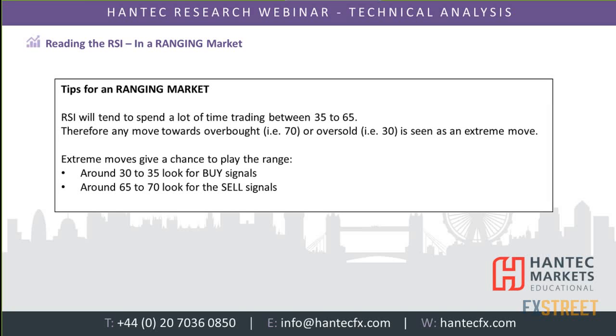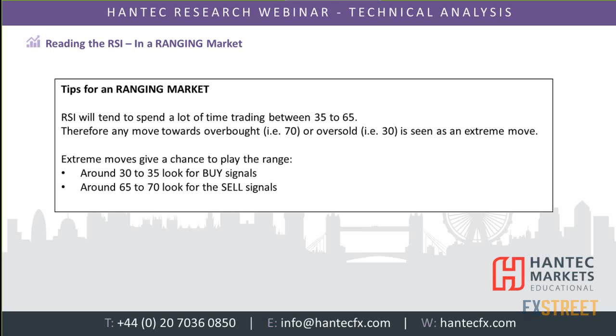You might see a peak, you might see a little dip towards 30 or a peak towards 70, but generally these are seen as extreme moves. This is the time at which I think is the easiest time to use the RSI, in a sideways trading market, because you just basically look for your buy signals between around 30, maybe 35, and your sell signals up around 65 to 70. Nice and easy.